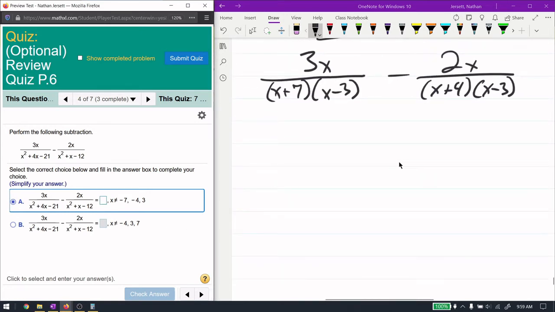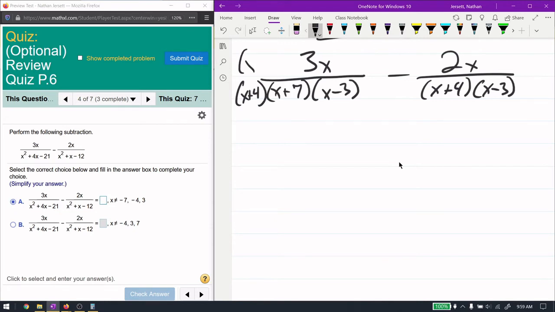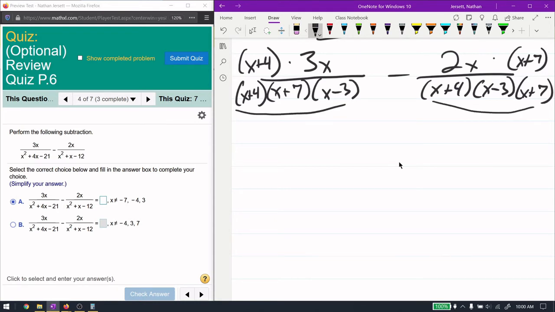Okay, now to subtract these fractions, we must have common denominators. In other words, we can ask, what does this one need that this one has? This one has an x plus 4, so let's give it to the other one. We do that by multiplying top and bottom by it. This one needs an x plus 7. And now you see they both have the exact same factors in the denominator. That's a very quick way of doing it when you have everything factored. It only works if you have everything factored. So make sure you do that step first.